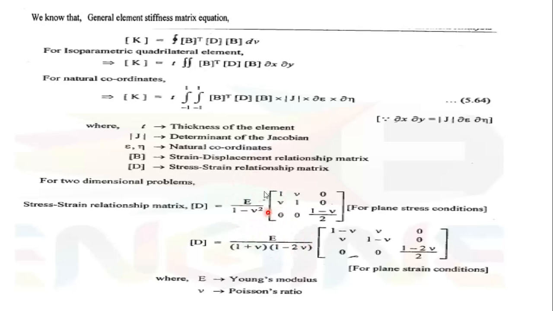Once we know the value of D, then we go for B transpose D B dV representation. For a quadrilateral, it will be ∂x ∂y in isoparametric global coordinates, and in natural coordinates it can be represented in terms of ∂ε ∂η. So that is all about the shape function equation, the stress strain relationship matrix, the strain displacement relationship matrix, and the stiffness matrix for the quadrilateral element.